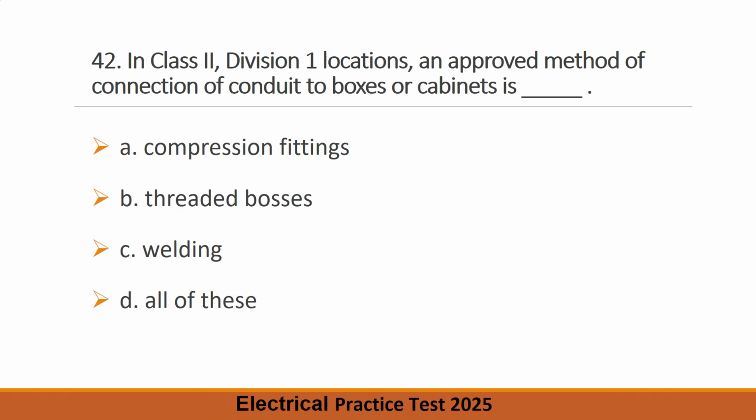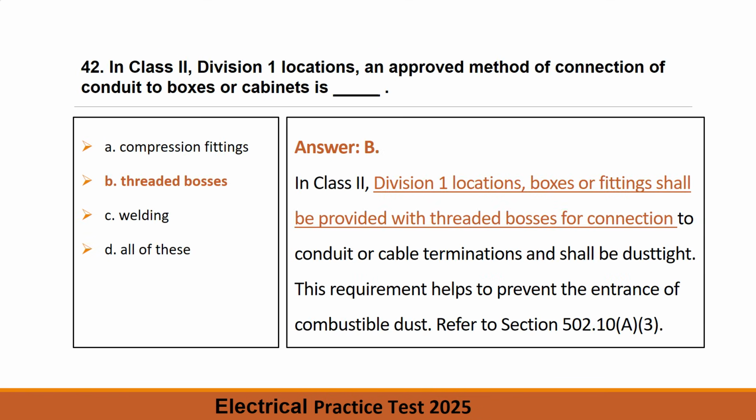42. In Class 2, Division 1 locations, an approved method of connection of conduit to boxes or cabinets is A. Compression fittings, B. Threaded bosses, C. Welding, D. All of these. Answer, B. In Class 2, Division 1 locations, boxes or fittings shall be provided with threaded bosses for connection to conduit or cable terminations and shall be dust-tight. This requirement helps to prevent the entrance of combustible dust. Refer to section 502.10, A, 3.